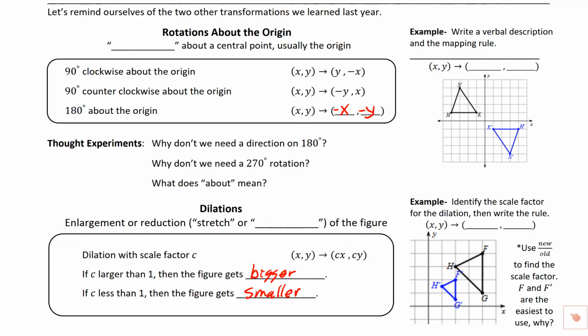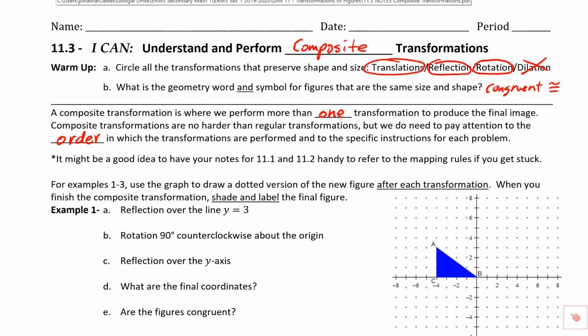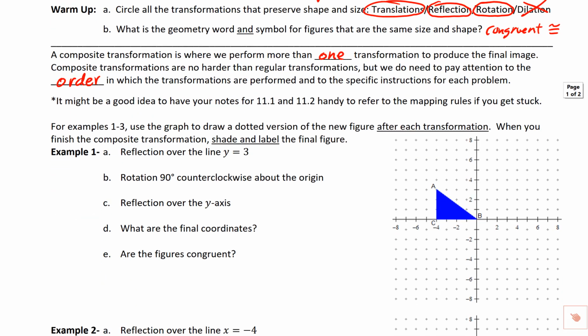So I'm going to come back here and we're going to take a look at these problems. It says, for examples 1 through 3, use the graph to draw a dotted version of the new figure after each transformation. So every time we do a transformation, we want to draw a dotted version of that one. And then when you finish the composite transformation, so once we're done doing all of these, then we want to shade and label the final figure.